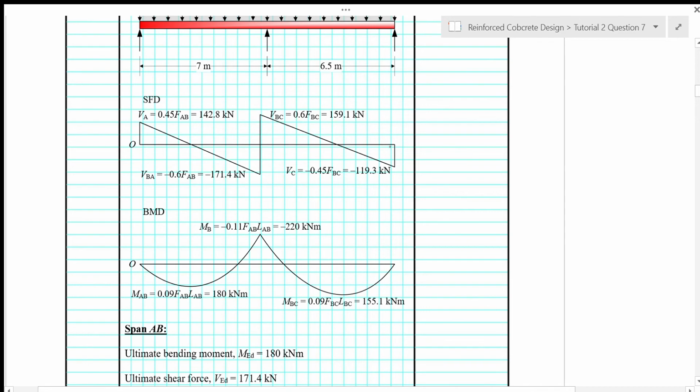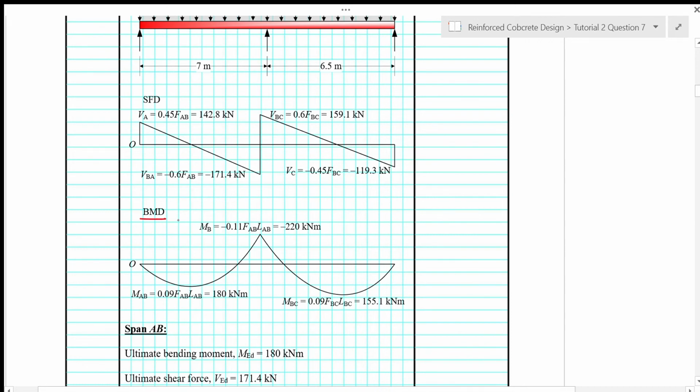And then at support C here, we have VC. So this is the outer support. Okay, so at the outer support we have 0.45 F. So this is for span BC, so it's FVC. And we put a negative sign there because it's a negative shear force. So we get negative 119.3 kilonewton.